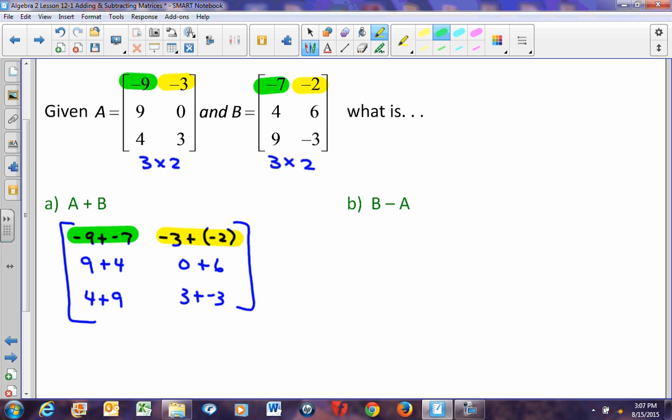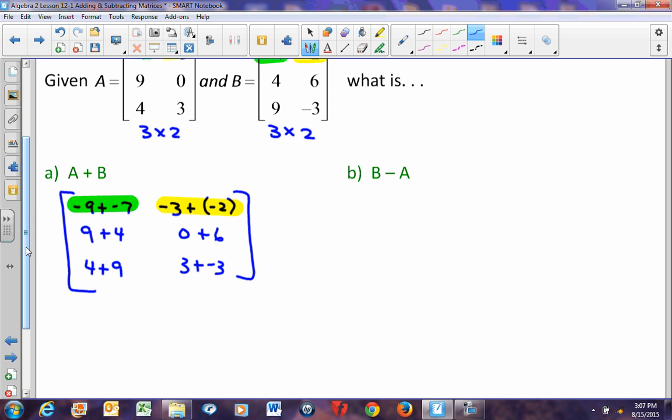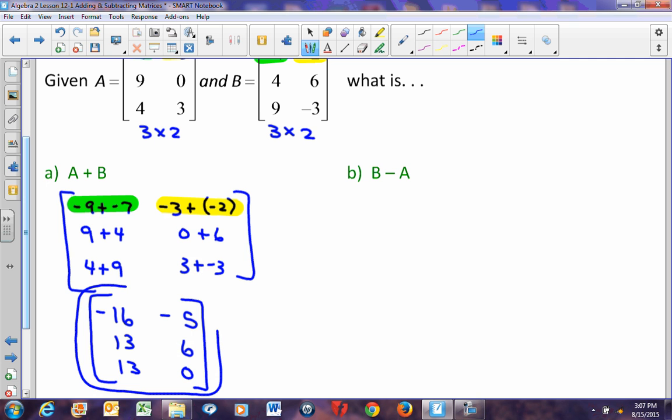And now, of course, I'll do the math. So to finish this matrix, -9 and -7 is -16. So this will be -16, -5. 9 and 4 is 13, 0 and 6 is 6, 4 and 9 is 13, and 3 and -3 is 0. So here's my end result when I add those two matrices together. I still get a 3 by 2 matrix. Still has to be the same size.